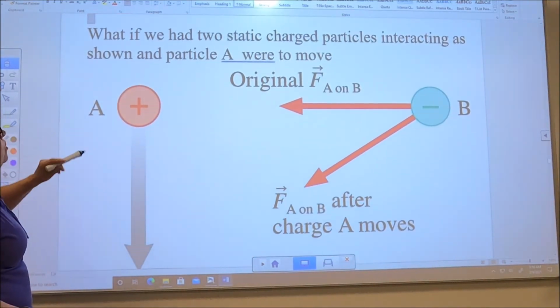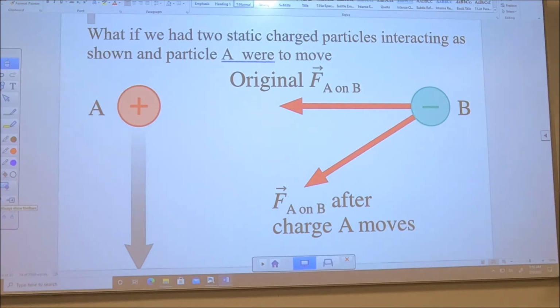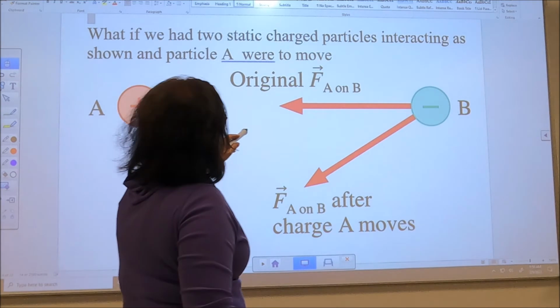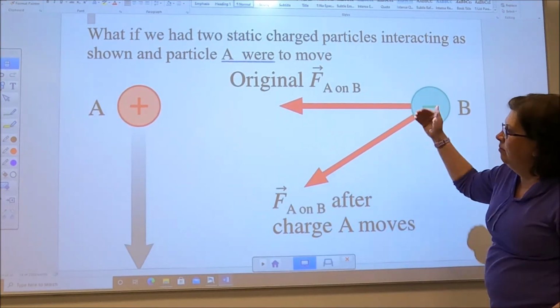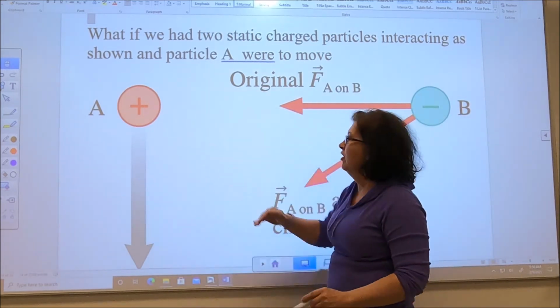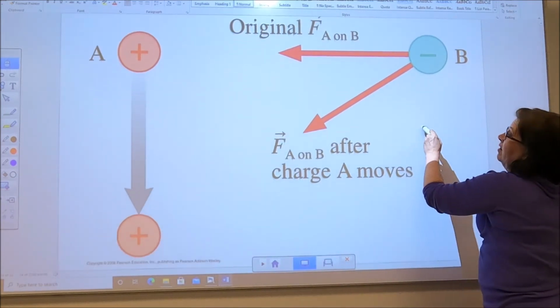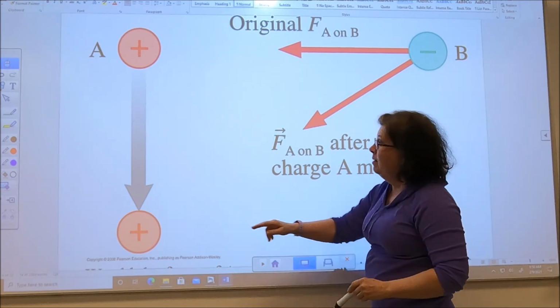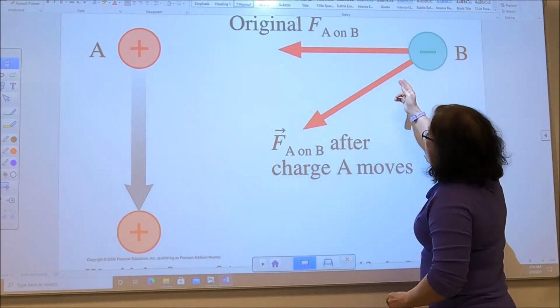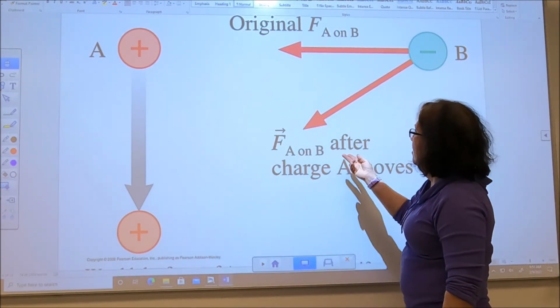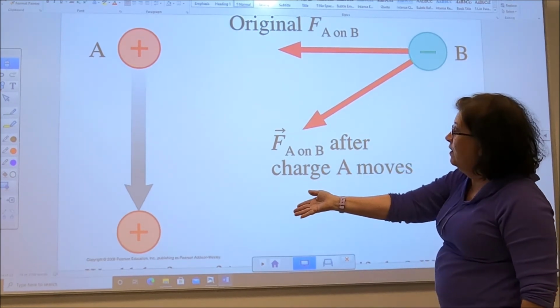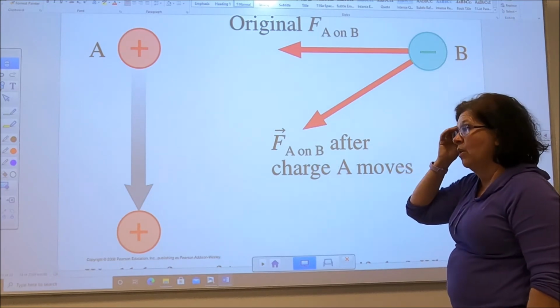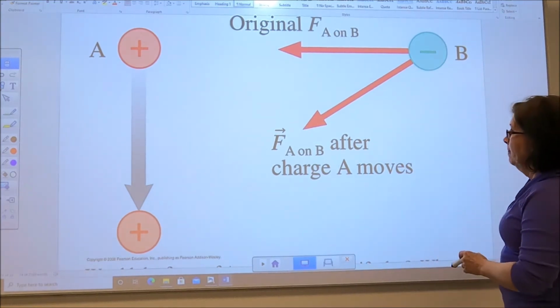Okay, so if we had two statically charged particles, A and B, the force of A on B is originally pointing in this direction. If A very quickly moves to a new position, then the direction of the force of A on B has to change. Also, if it's moving further away, the magnitude of that force has to change. Okay?